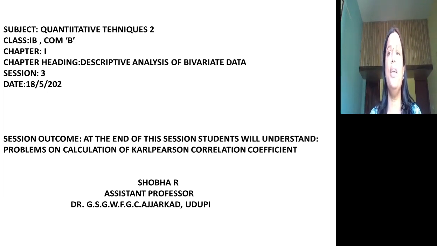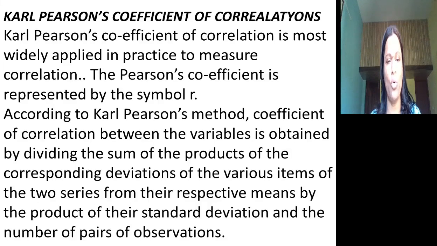Particularly, we plot the values of variable x and variable y on a graph. Then we analyze based on the scatter of the points, that is, the values of variable x as well as y. The second method is called the Pearson correlation coefficient.